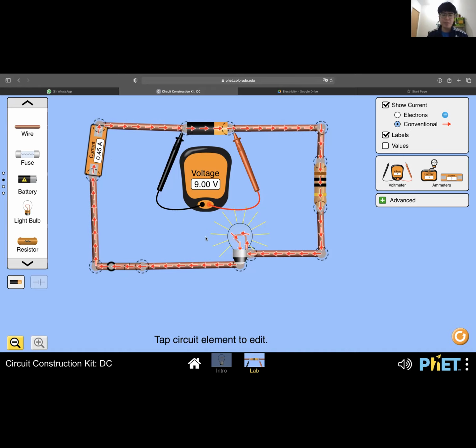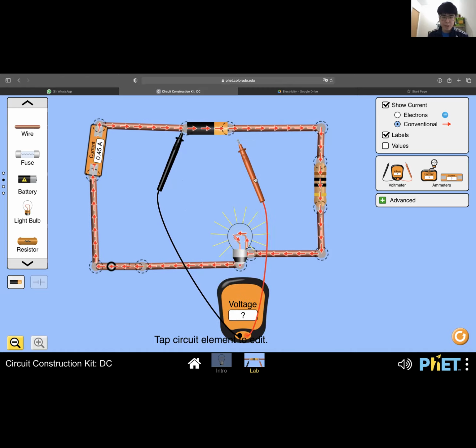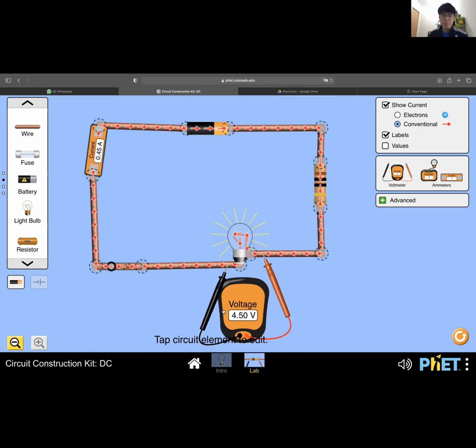What if I want to measure the voltage of the light bulb? Here, I put it over here. Then I measure the voltage of the light bulb. That means I must connect it across the light bulb, one before and one after, like this. How many volts? 4.5 volts.